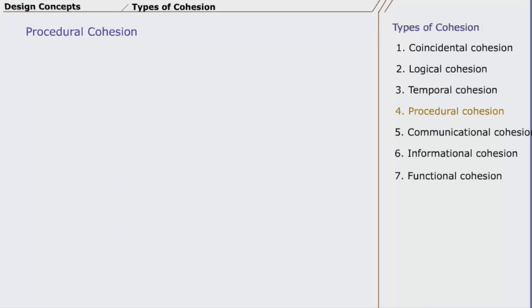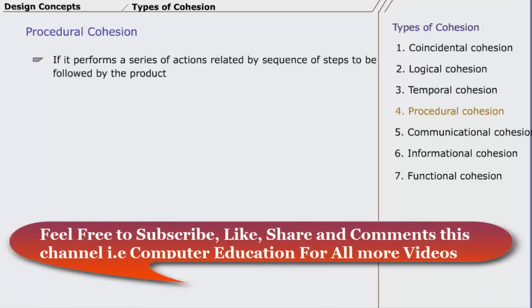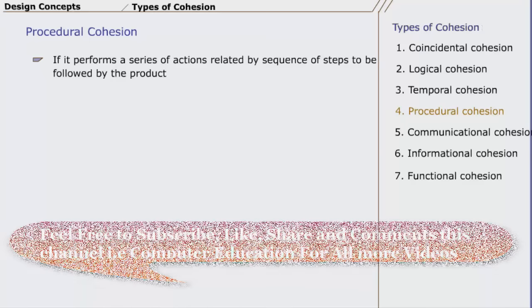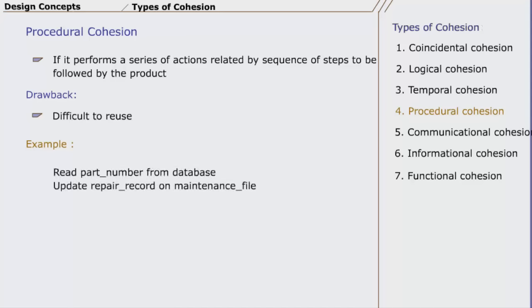Number 4. Procedural cohesion. A module has procedural cohesion if it performs a series of actions related by a sequence of steps to be followed by the product. Such modules are unlikely to be reused. An example of procedural cohesion could be a module that performs the actions: read part number from database, update repair record on maintenance file.